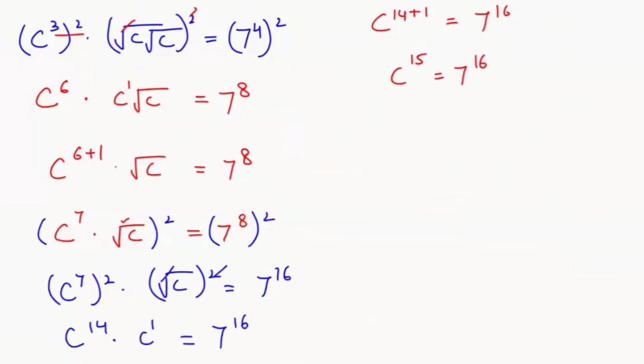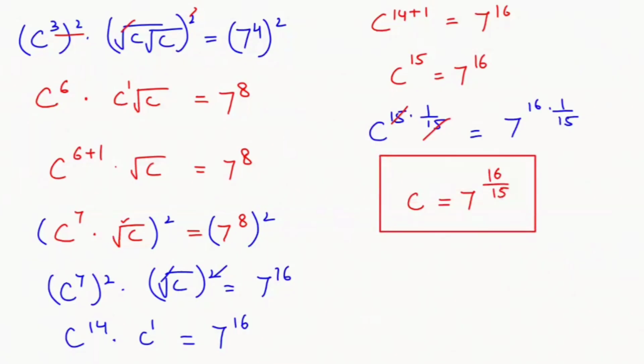Now in the next step, I am going to raise 1 over 15 on both sides. c to the power of 15 times 1 over 15 is equal to 7 to the power of 16 times 1 over 15. Now here this and this get cancelled. So the remaining expression we get is c is equal to 7 to the power of 16 over 15. So this is the final answer.